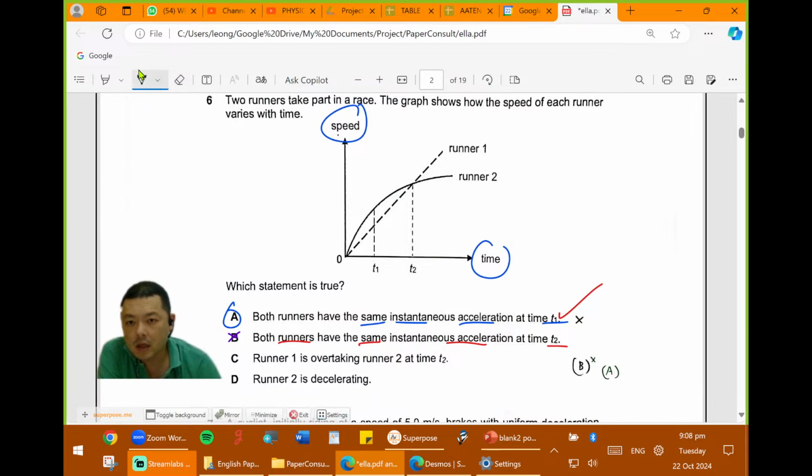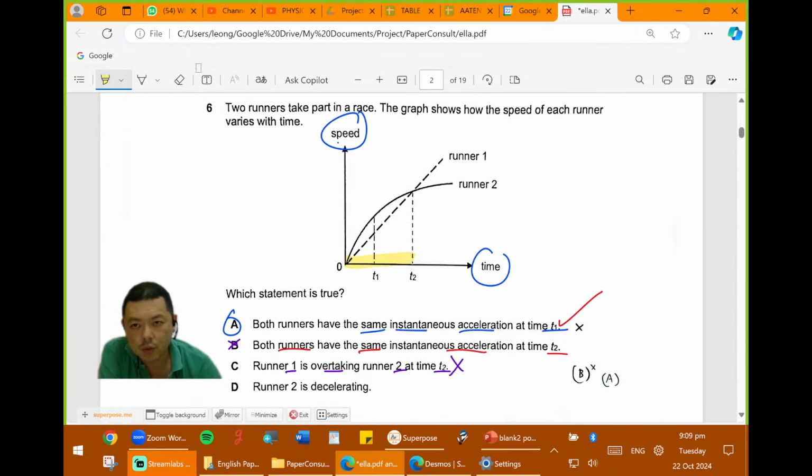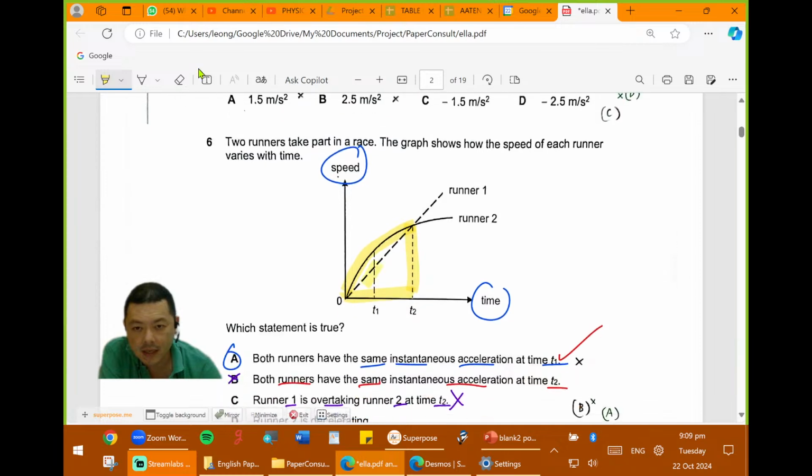Then let's see statement 3. Why is statement 3 wrong? Statement 3 says runner 1 is overtaking runner 2 at t equals 2. That's wrong. Why? Because if you look at the first part of the race, from the start to this time, do you notice that the distance traveled by runner 2 is this entire area here?